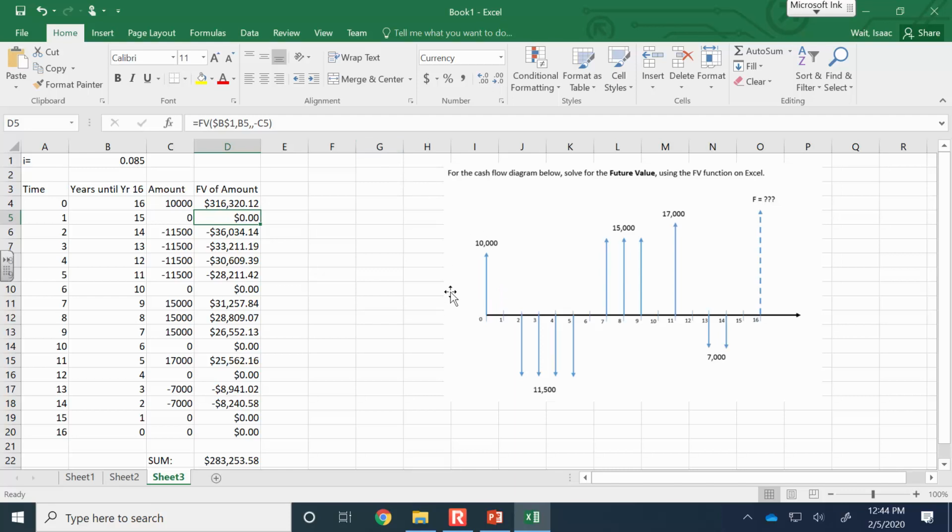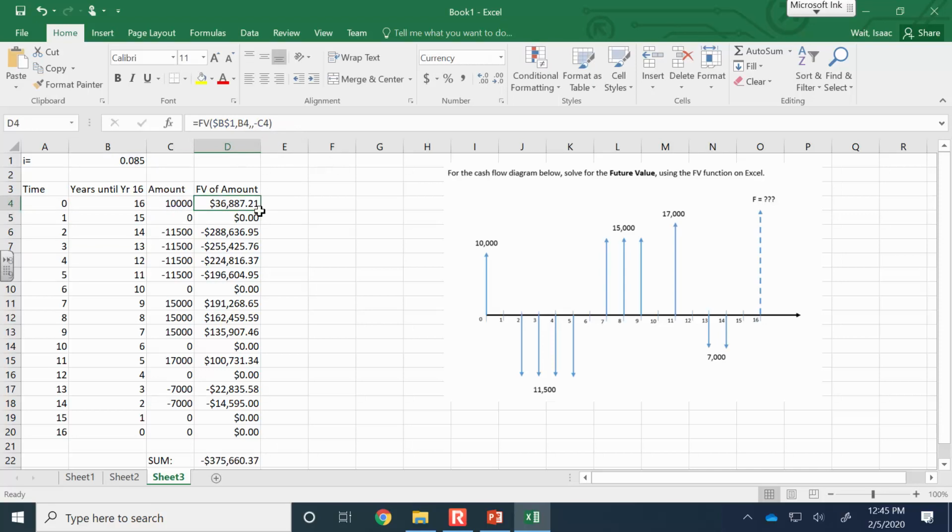A single 10,000 isn't going to be worth $316,000 in the future, not at 8.5% interest. It should only be worth $36,000, but if we put it in the wrong field, you're just going to see astronomical amounts. And so a single 11,500, it's saying is worth 288,000. That's because it thinks there are 14 of them. That's what it means to put something into the PMT field rather than in the FV field.